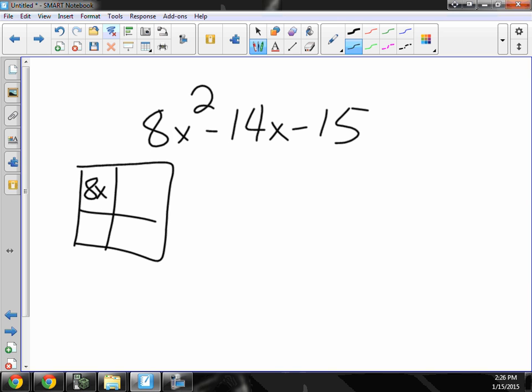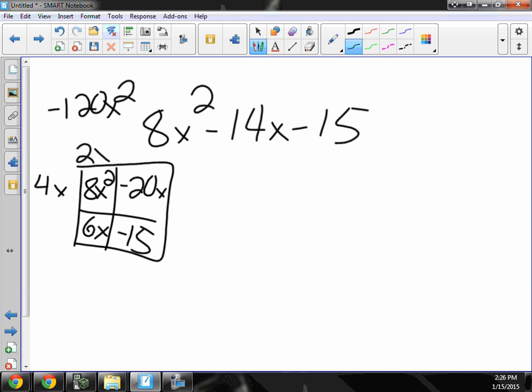So 8x squared times negative 15, multiplied together, I get negative 120x squared. Are there factors of negative 120 that add to be negative 14? 7 does not go into 120. No. 20 and 6. So negative 20x, 6x. So that would give me 4x, 2x, negative 5, and 3.